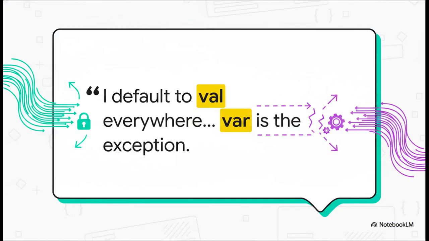So if a senior engineer, or hey, an interviewer, asks why your entities use val, hit them with this. You default to val everywhere because immutability makes things completely predictable. Var, that's the rare exception. You really only pull it out when a framework or some highly specific orchestration absolutely forces your hand.